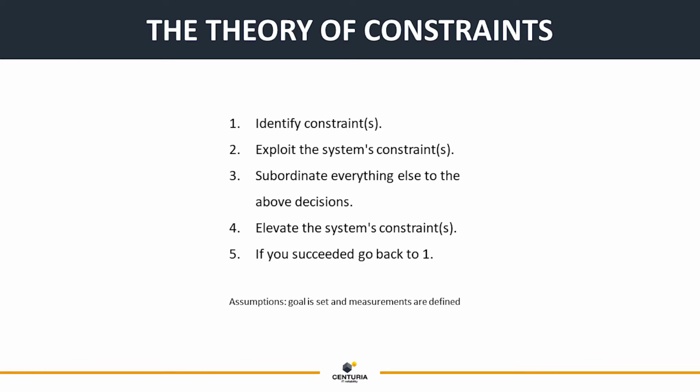He found a few steps to follow in order to expand the bottleneck of your project. You have to identify the constraint. So what's the bottleneck here? Exploit the system constraint, then subordinate everything else to the above decision. Then you elevate the system constraint. And when you do all of this, you will see that the thing we are working on is no longer a bottleneck in your infrastructure. So you have to always follow those steps and never stop.